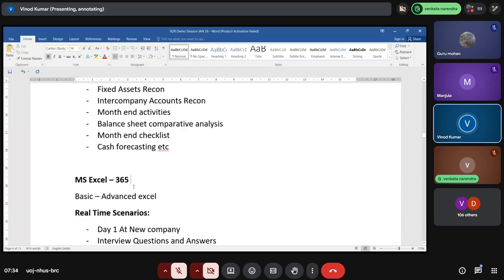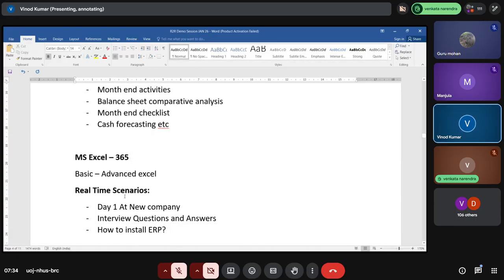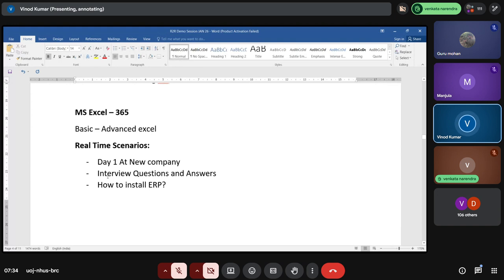Okay, so people at every interview at the last are asking Excel. A few companies are directly sharing the screen and asking Excel. So we require a lot of knowledge on that. So we are covering basic to advanced Excel, and the real-time scenarios will be covered.